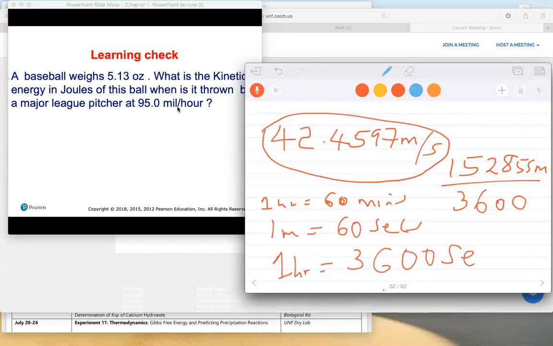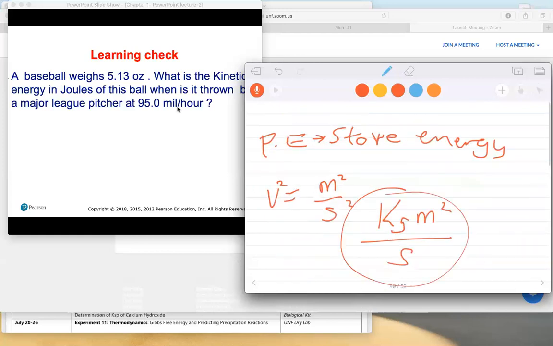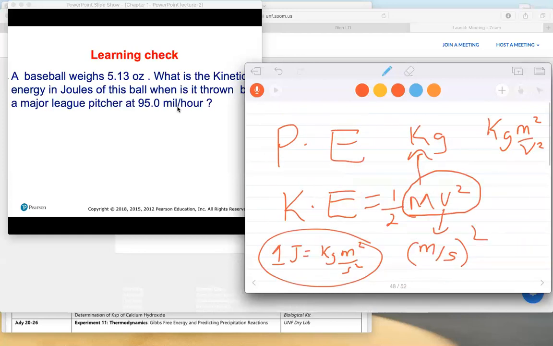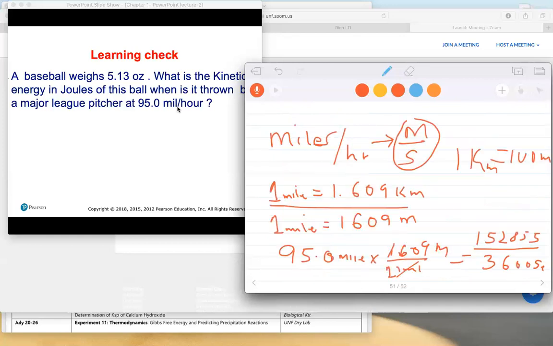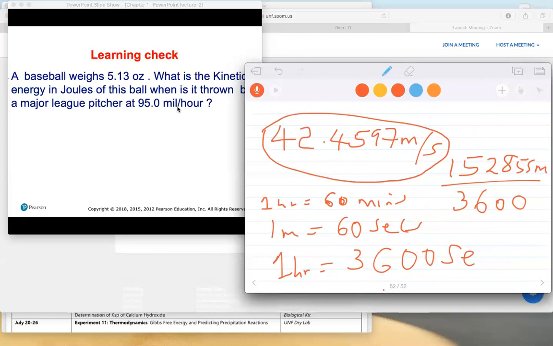To change that to meters per second, because what we are trying to do is apply this equation right here, which is kinetic energy equals a half m v squared. We have to find this term first, meters per second, and then you square that. What we haven't changed is mass. How do we know the mass of the baseball? It is given there. The mass of the baseball is 5.13.